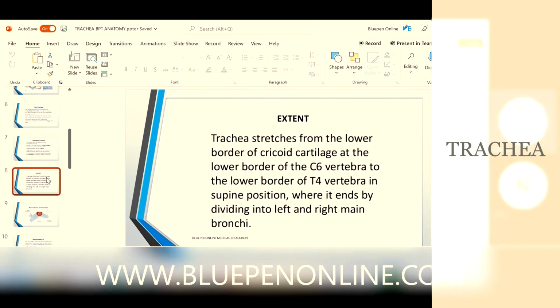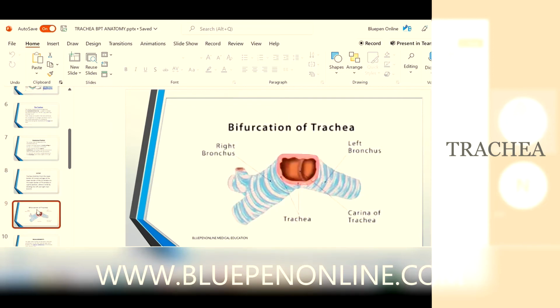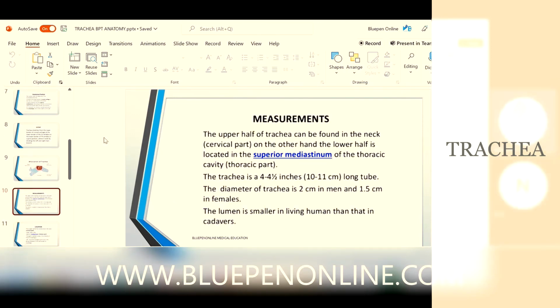Next, the extent. The trachea stretches from the cricoid cartilage at the level of the C6 vertebra. That may be a viva question. From C6 vertebra to the lower border of T4 vertebra in supine position, where it ends by dividing into left and right main bronchi. See the bifurcation: right bronchus, left bronchus. In between you can see a ridge, that is the carina of the trachea.